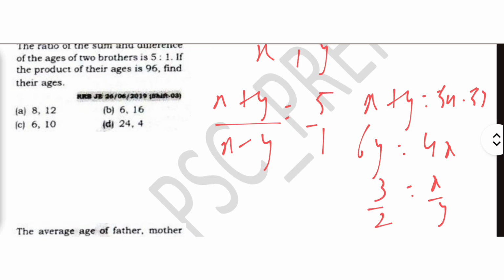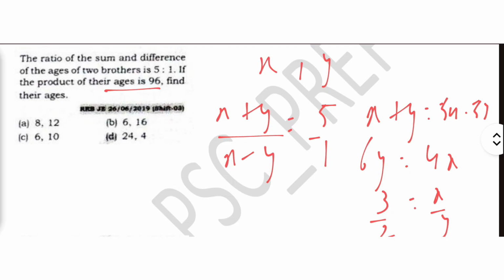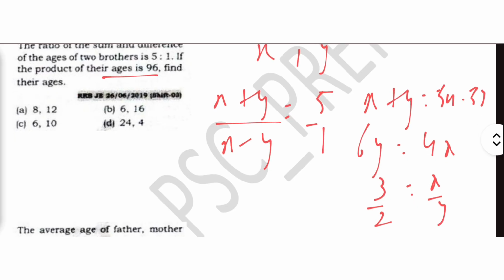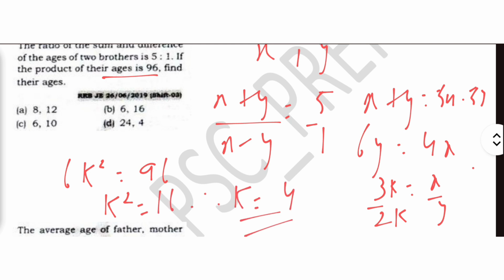Also we are given that the product of the ages is 96. Consider this as 3k and 2k. So we are given 6k square is nothing but 96. k square is 16, therefore k is how much? 4. If k is 4, find the ages. This will be nothing but 12, and this will be nothing but 8. So 12 and 8 are the ages. Option A. Simple.